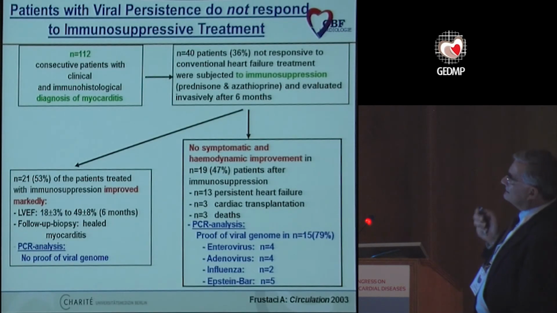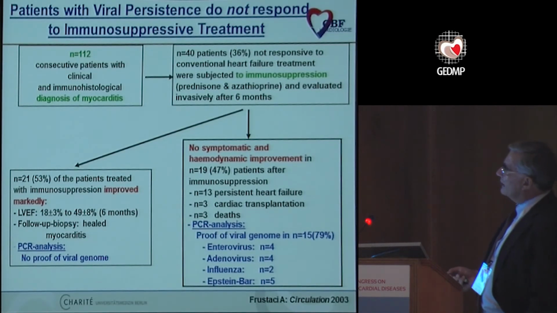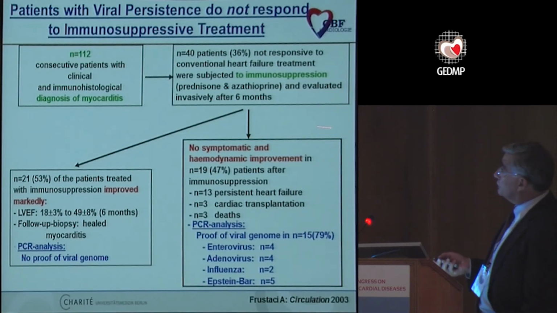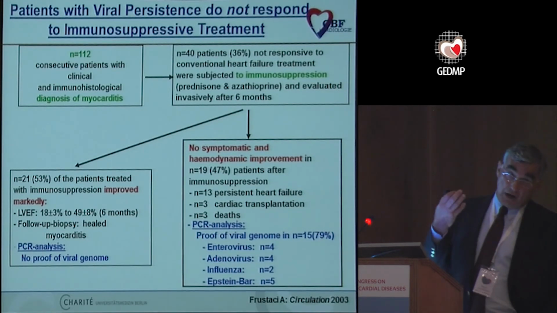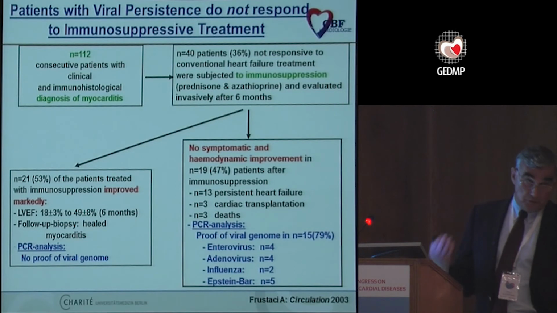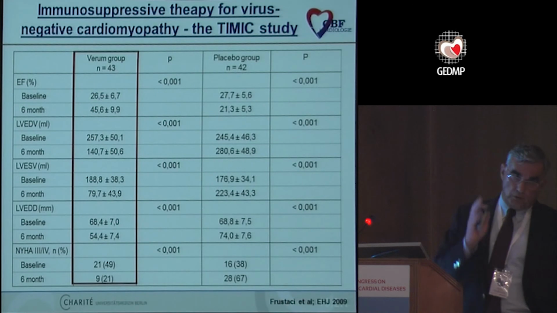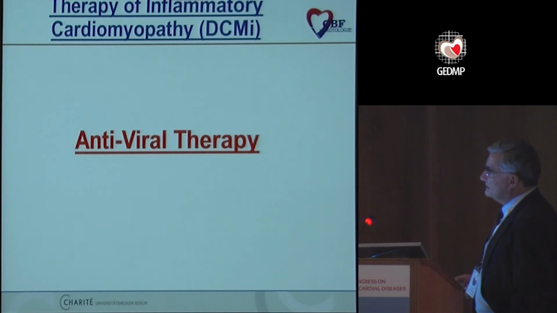However, I think it's extremely important, and this also goes back to a paper by Andrea Frustaci, that you are pretty sure that there is no viral persistence, because he could show in a paper before, in a retrospective analysis, that those patients who became even worse under immunosuppressive therapy were virus positive, and only those patients who were virus negative really improved under immunosuppression. So in this paper which I showed you before, the main point was that viral persistence was excluded before he started to treat these patients.